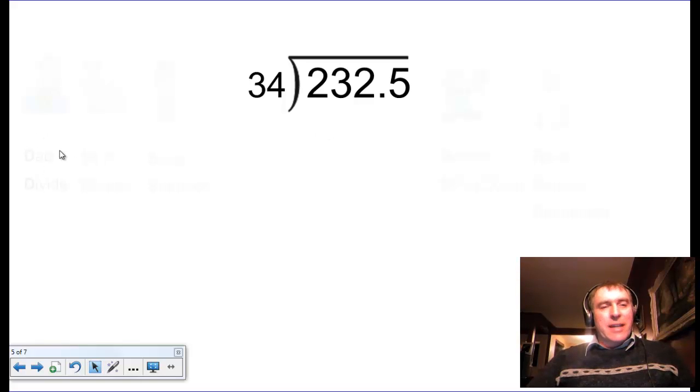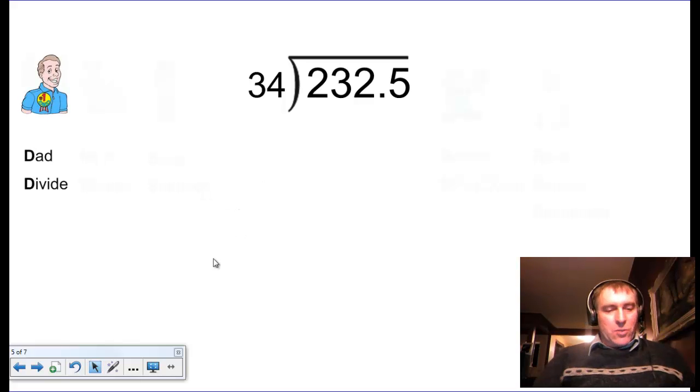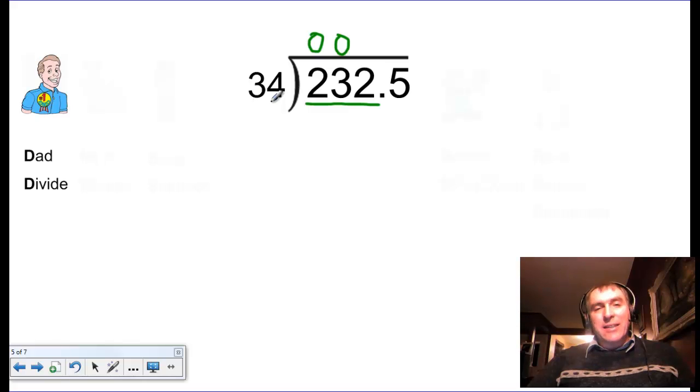And the first step, Dad tells us that we need to divide. So with our division, we're going to say, okay, how many 34s in 2? Well, 0. How many 34s in 23? 0. How many 34s in 232? And that actually works out to, we know that 34 times 10 is going to be 340. So this is probably going to be, let's guess, 7. A little over half. And the other thing is, we've got a decimal here. Don't forget we have to put the decimal in the answer up top too.